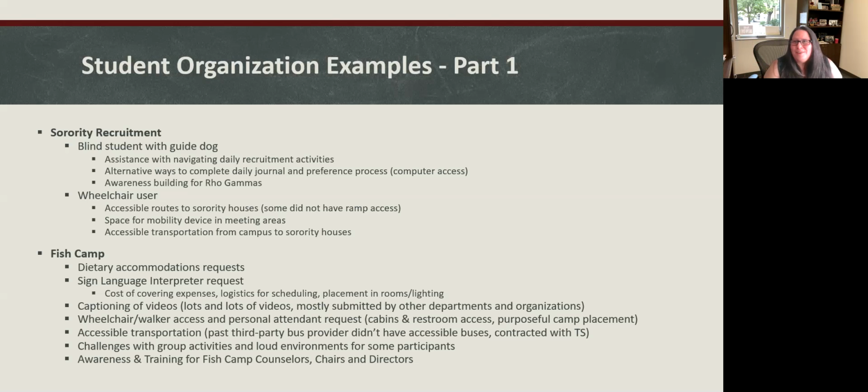Captioning of videos. If you've ever been to or participated in Fish Camp, there are lots and lots of videos. Their videos are mostly created by the different camps and by departments and organizations who send information up to Fish Camp for them to present. And so they had to work with all those different organizations, departments, and entities to make sure that the videos they submitted are being captioned.